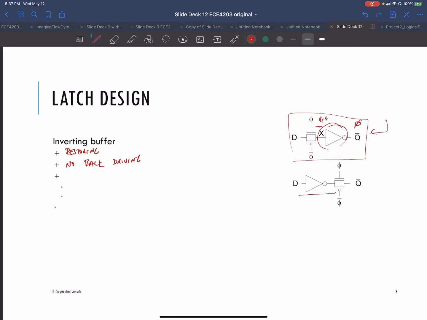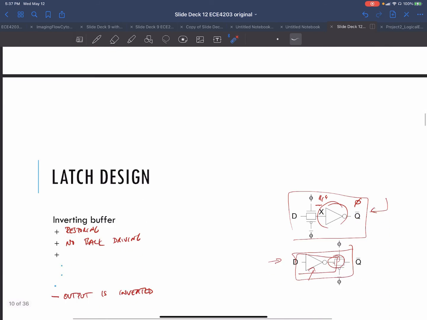Or you basically are driving, depending on where you put the inverter, before or after. If you put the inverter before, whatever's driving this latch won't see this diffusion. So as long as whoever designed this latch did it properly, you won't have to worry about this sort of glitch in a source drain. So that's good. Now, one negative side is that the output is inverted compared to the input. So before we had D and Q, now we have D and Q bar.